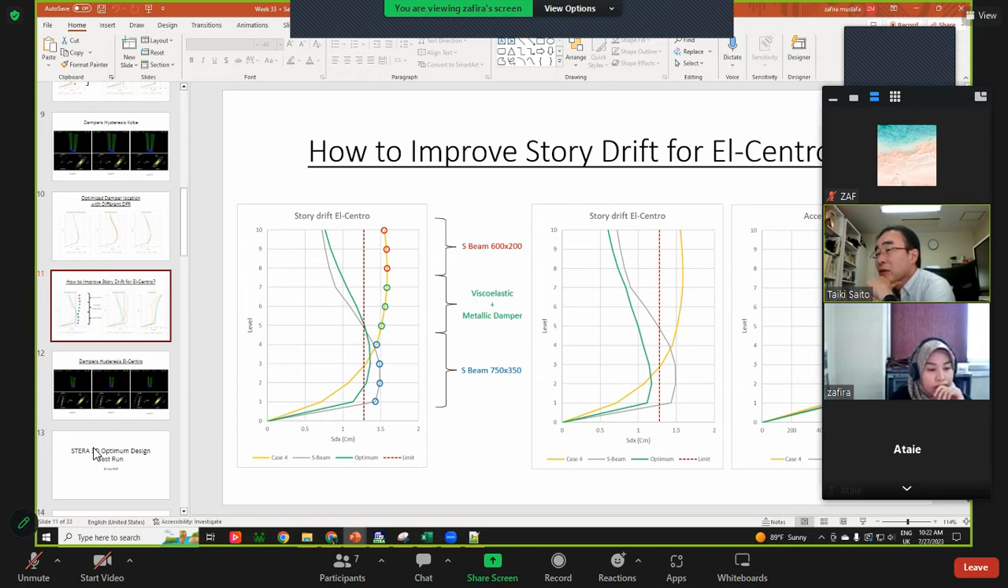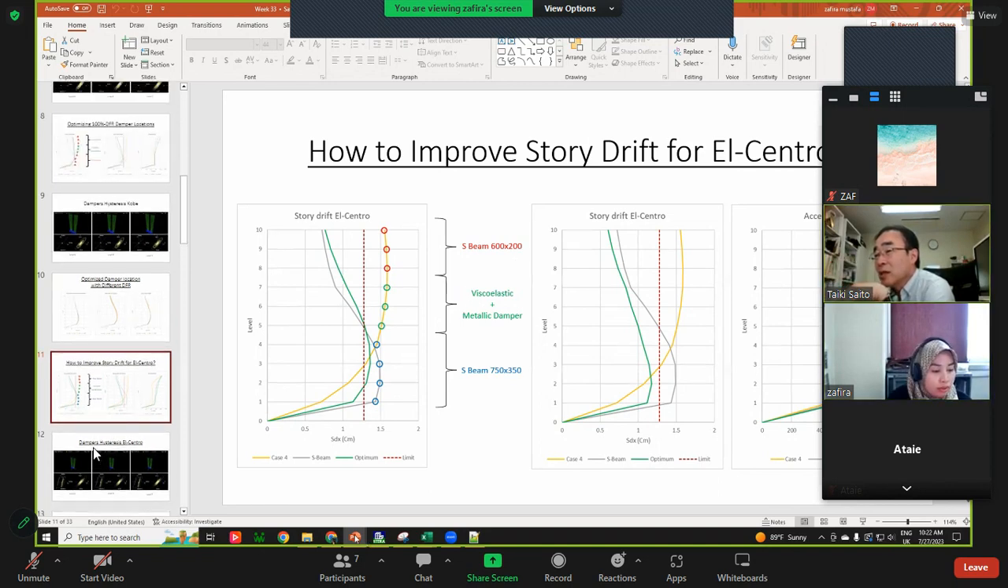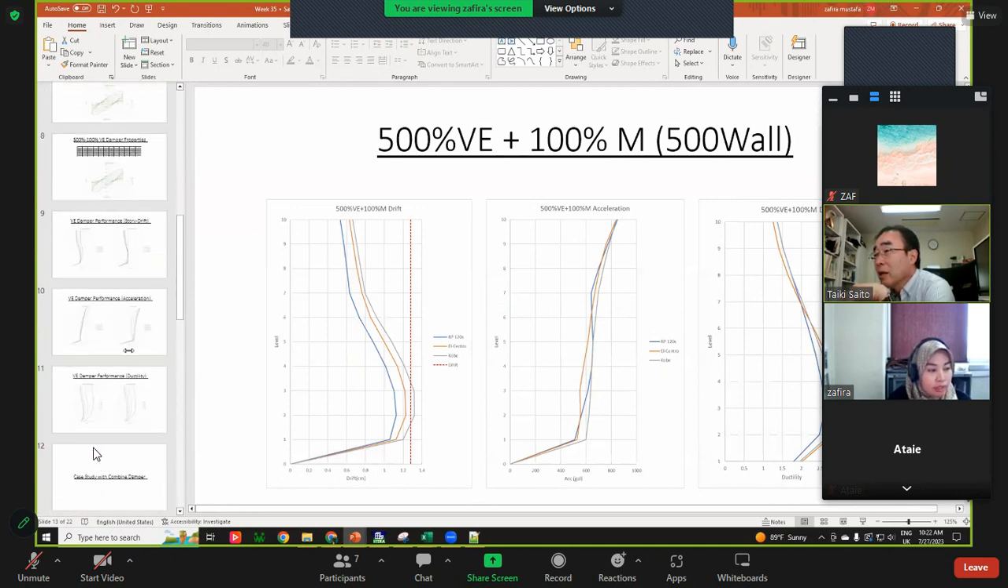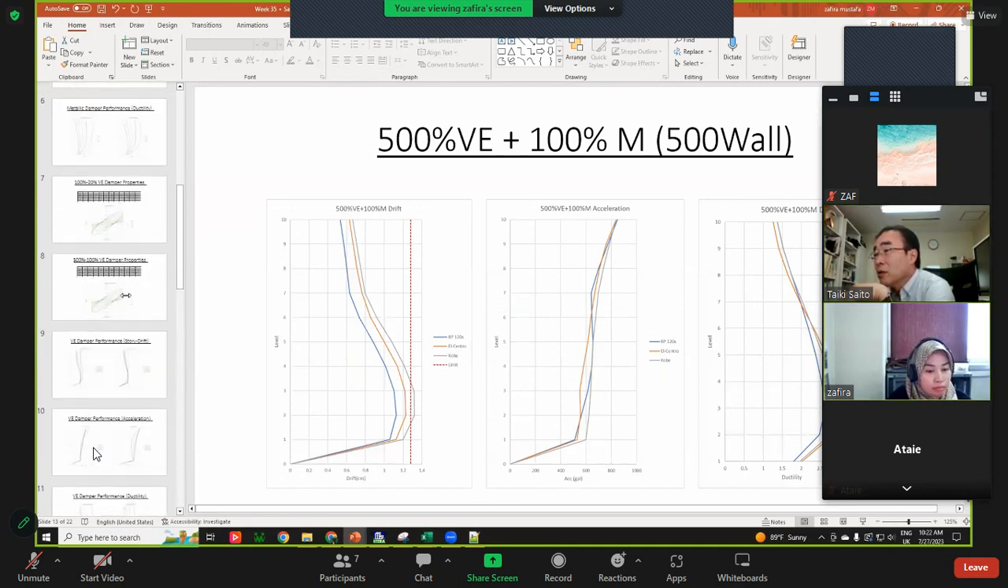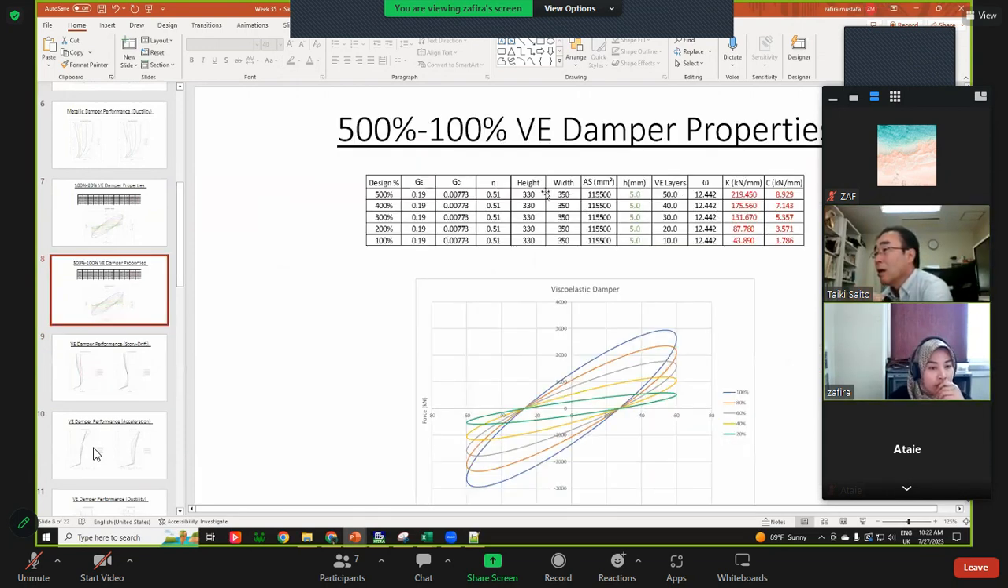About the viscoelastic damper, you assume from 500. Yes, 500. I'm talking about not this one, but the other one. 500 is the maximum, but you can increase more. Yes, if I increase more, I can increase more.